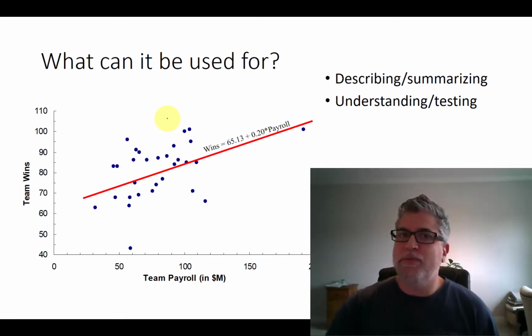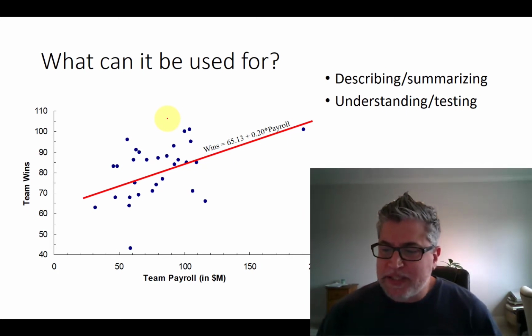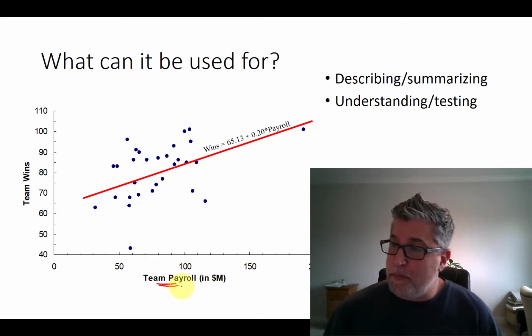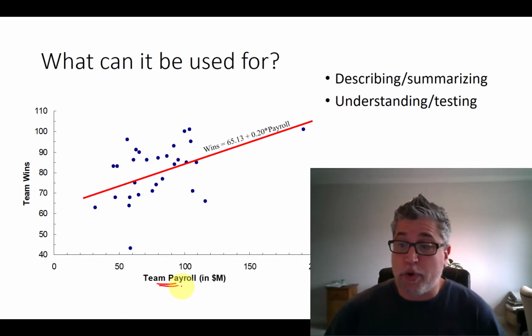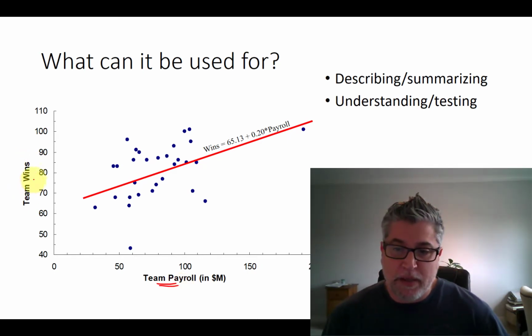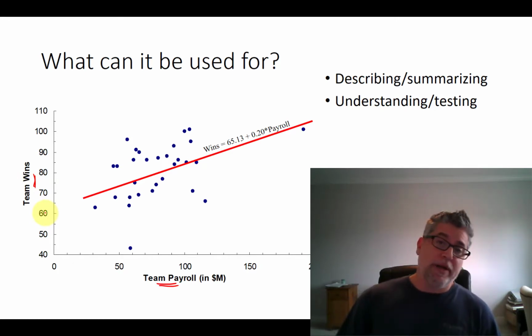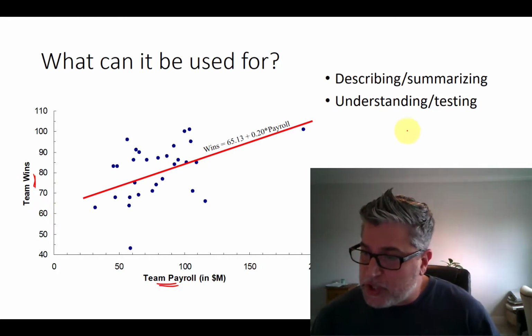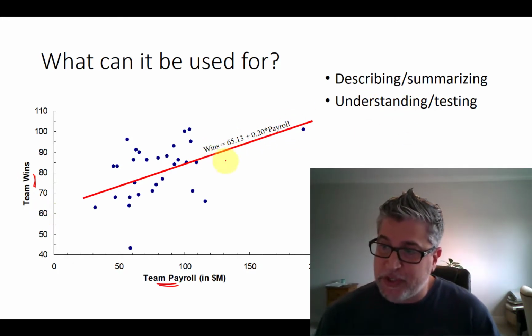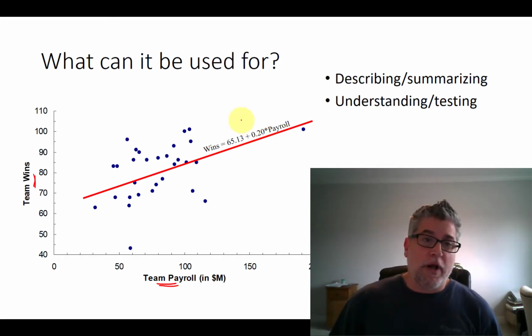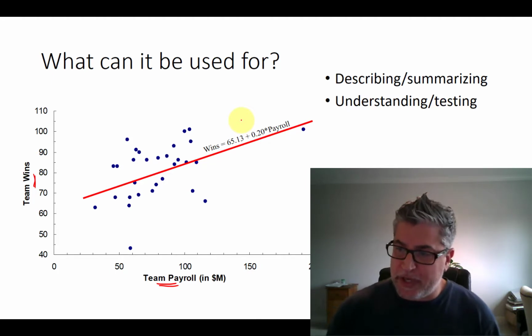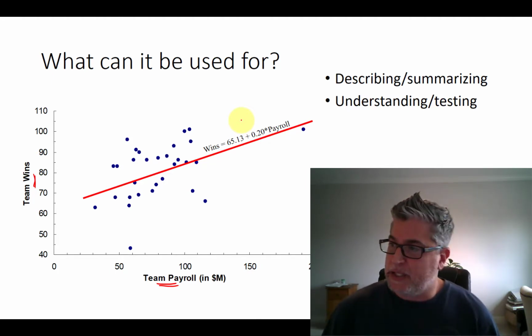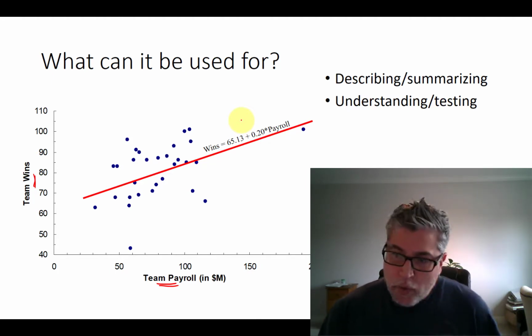No, there's more. So here I've got some data. I have how much a baseball team paid in salary, so the total payroll, versus how many games that team won. And I ran the regression and I came up with this equation here for the line. I don't show you the output, I just show you what the line is, the equation of that line. We could stop here.